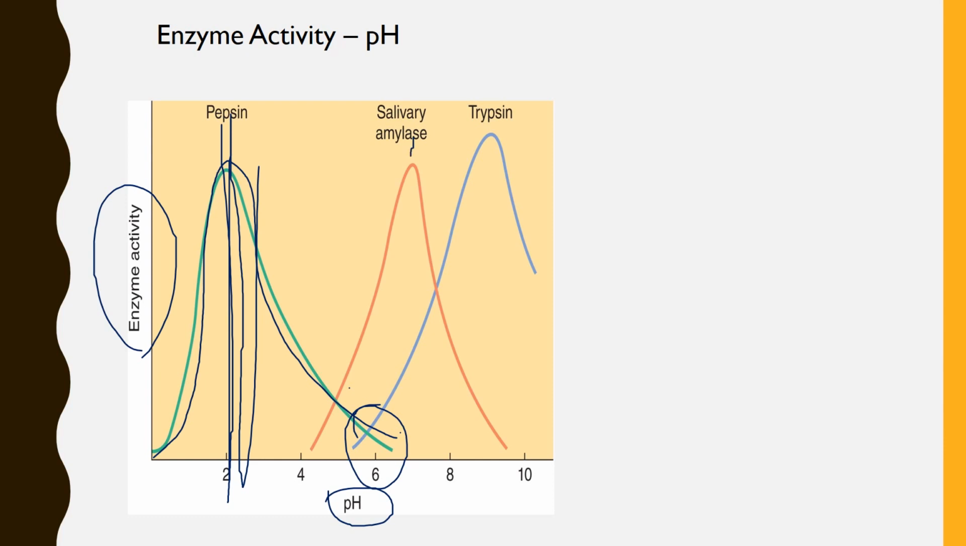Salivary amylase, its peak is around 7, and so we find this within the mouth, so very neutral. But when it's too acidic or too basic, then it will not work anymore. And then lastly, we have trypsin, and its peak is around 9.5, and if it's too acidic or too basic, then we start seeing a decrease in the activity of that enzyme. Trypsin, we find this within the small intestine, and it helps with the breakdown of proteins as well.